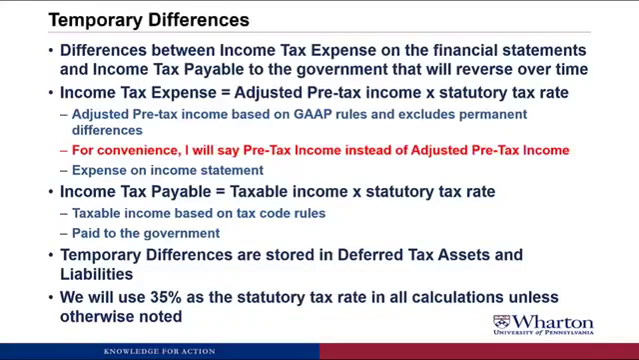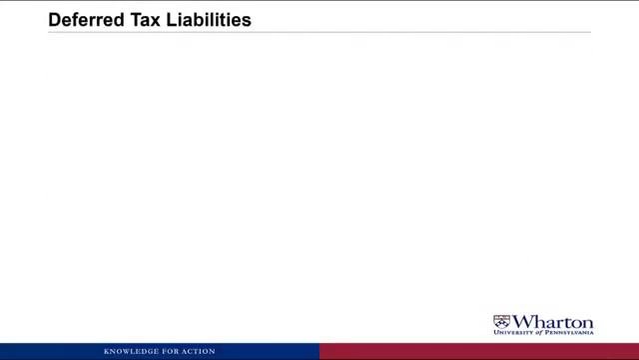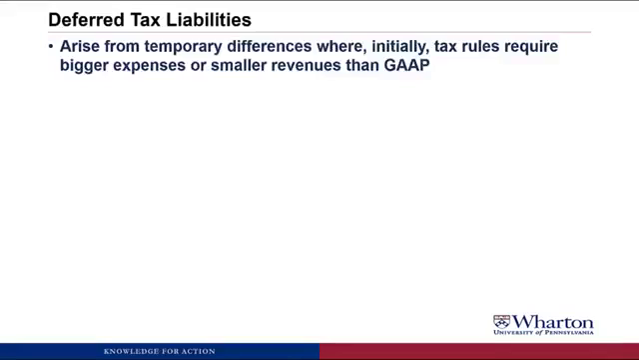We're going to first take a look at deferred tax liabilities. Deferred tax liabilities arise from temporary differences where initially tax rules require bigger expenses or smaller revenues than GAAP. Now, what we mean by initially is at the start of whatever transaction generates the temporary difference. So for instance, if you buy a new piece of equipment, you're going to depreciate that differently for book and tax. And so initially we're talking about the first years of depreciation.